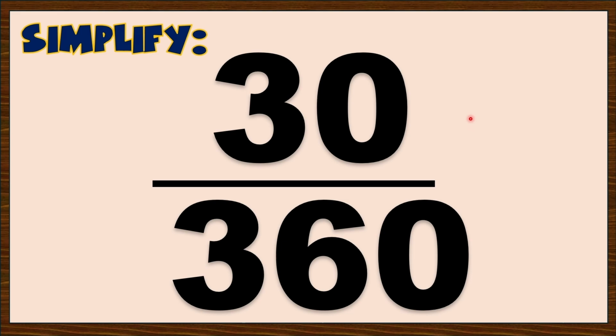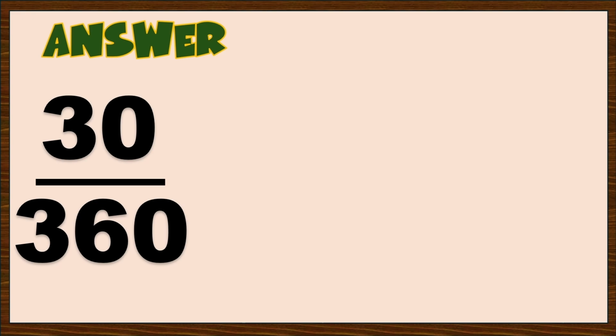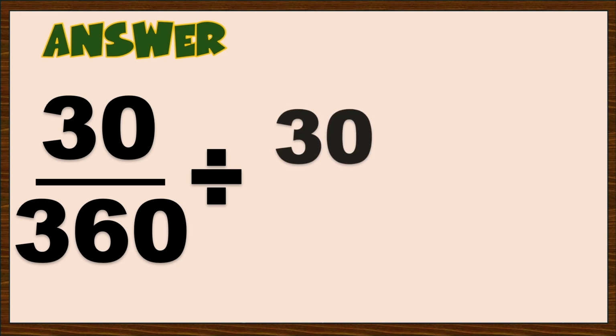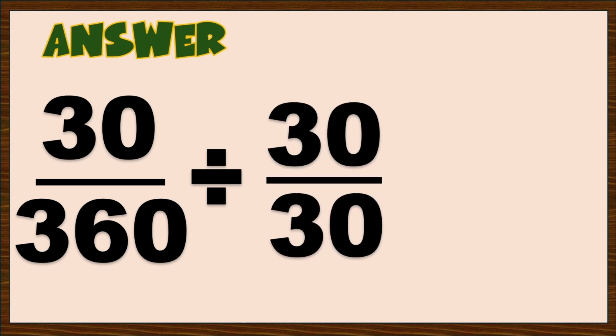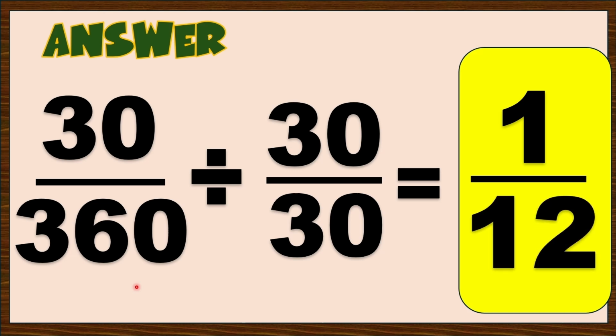Now we simplify 30 over 360. Left or right? Left, 1/6, right, 1 over 12. And here's the solution. 30 over 360, we divide by the greatest common factor, which is 30. So 30 divided by 30 equals 1, and 360 divided by 30 equals 12. Therefore, we have 1 over 12.